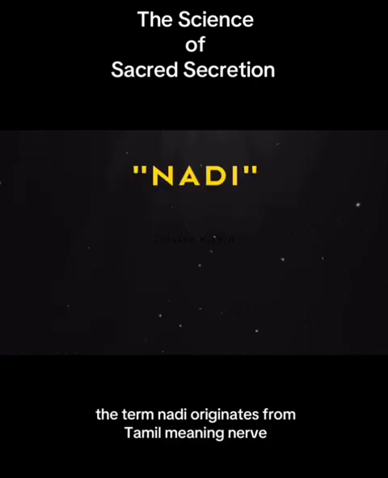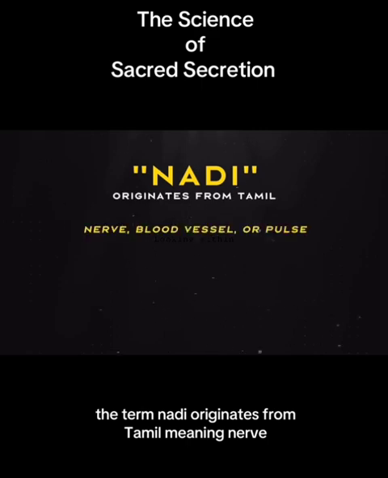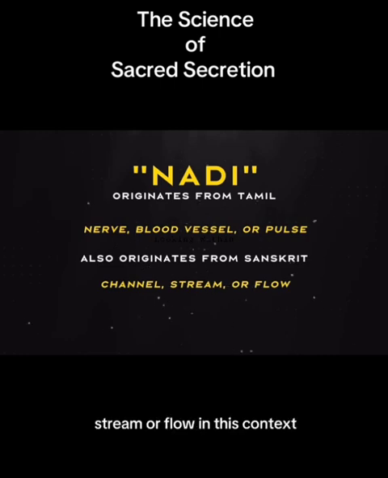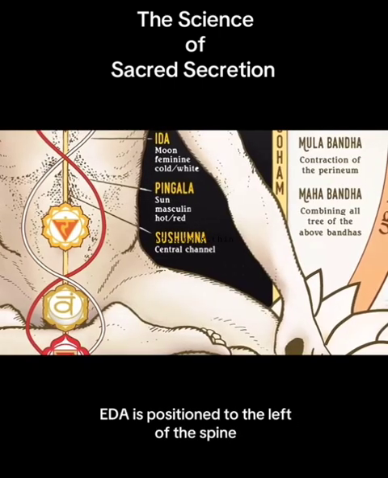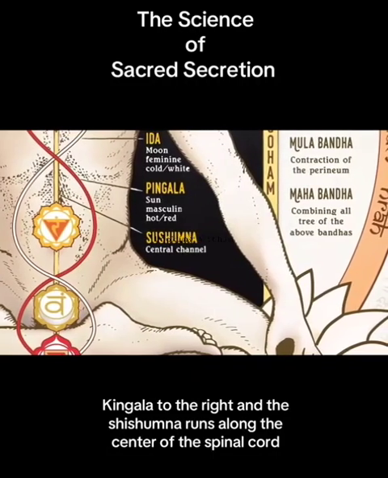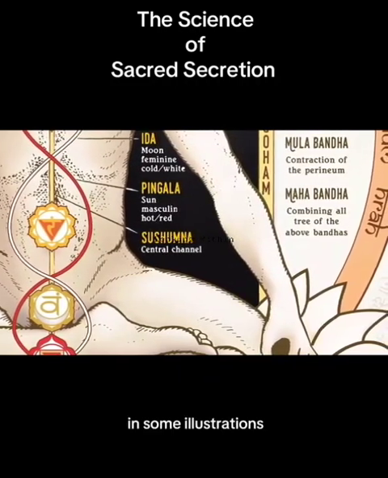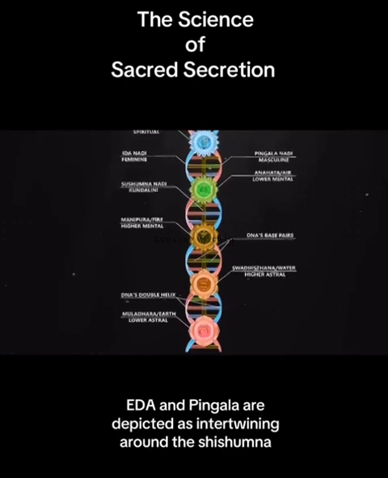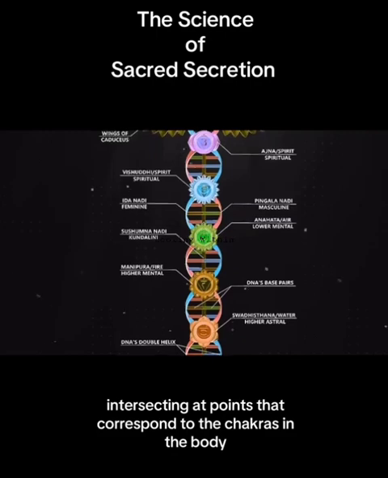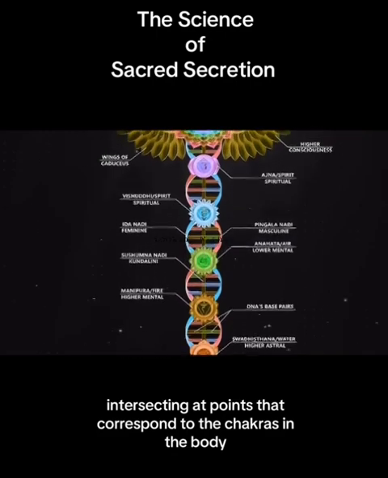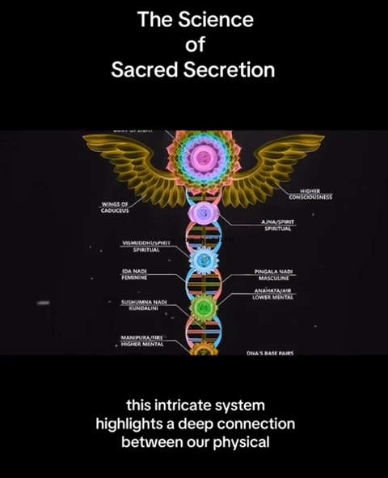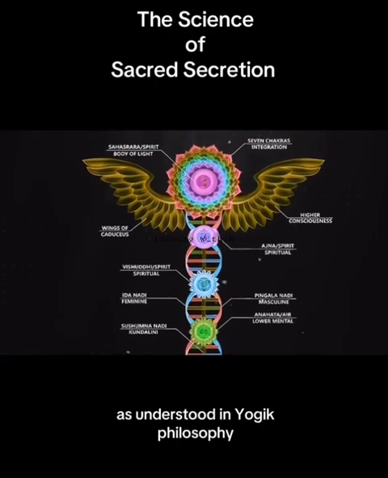The term nadi originates from Tamil, meaning nerve, blood vessel, or pulse, and from Sanskrit, meaning channel, stream, or flow. In this context, Ida is positioned to the left of the spine, Pingala to the right, and the Sushumna runs along the center of the spinal cord. In some illustrations, Ida and Pingala are depicted as intertwining around the Sushumna in a helical pattern, intersecting at points that correspond to the chakras in the body. This intricate system highlights a deep connection between our physical and subtle energy bodies as understood in yogic philosophy.